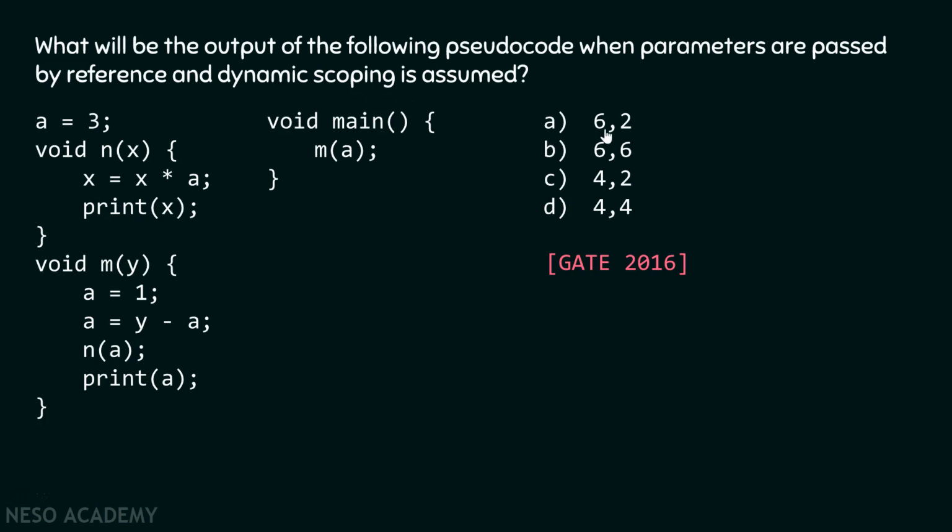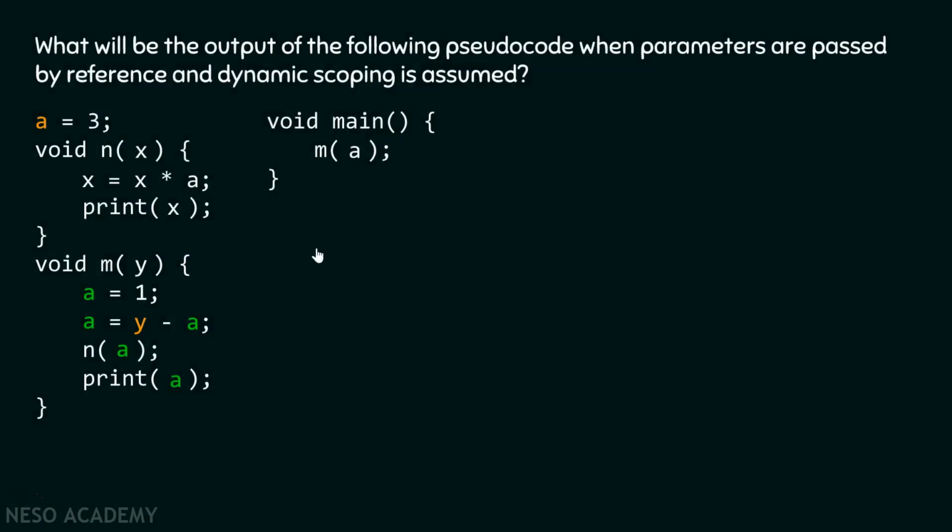Is it A, 62? Is it B, 66? Is it C, 42? Or is it D, 44? This question has been asked in GATE 2016, and I would encourage you to please pause the video for a while and try to answer this question on your own. I hope you're done. Okay. Now let's try to understand what this code says to us.